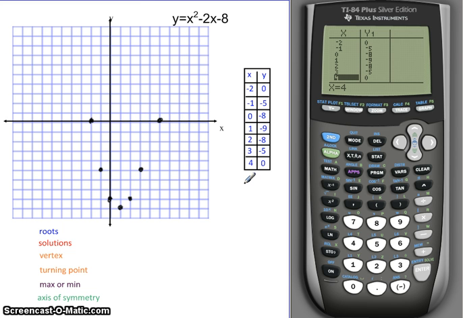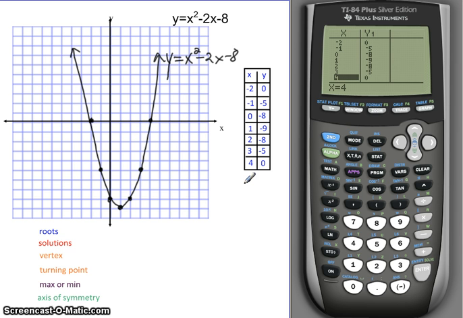I've now plotted the points that I need. Oops, that one's in the wrong place. Let's fix that. And now my points are all ready. I'm going to connect them into a nice swoopy parabola, putting arrows on the end. And I label with the equation y equals x squared minus 2x minus 8.